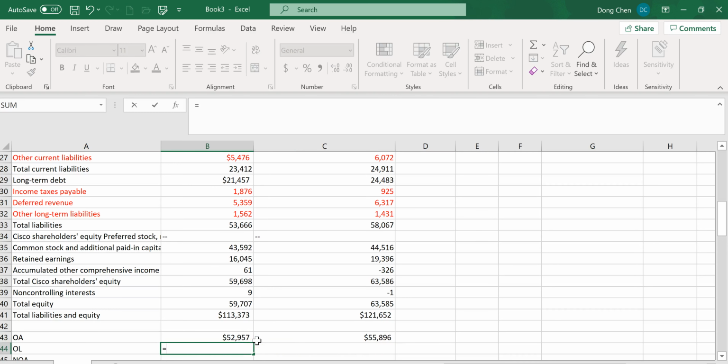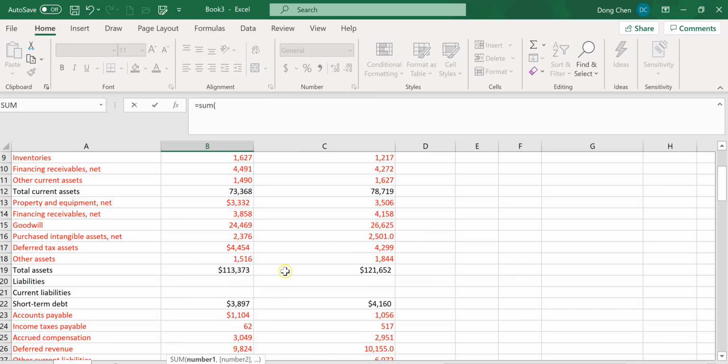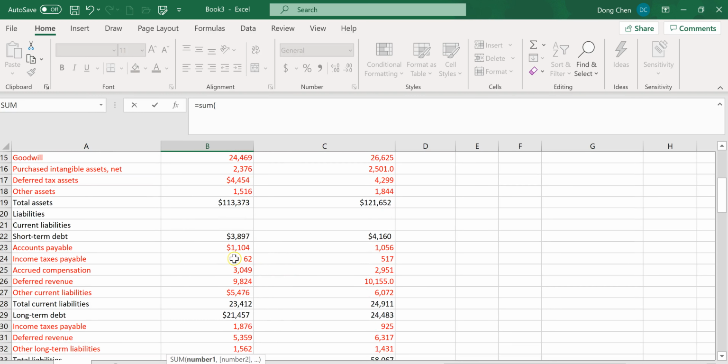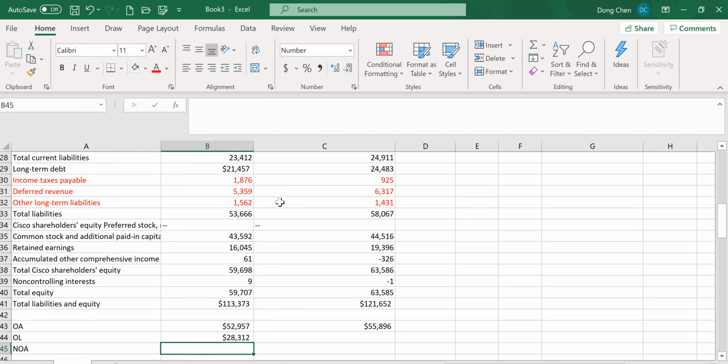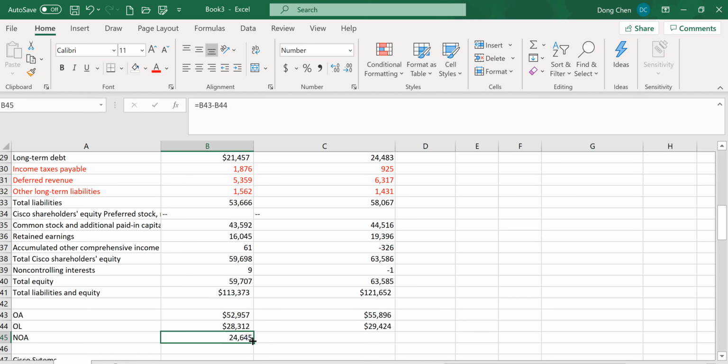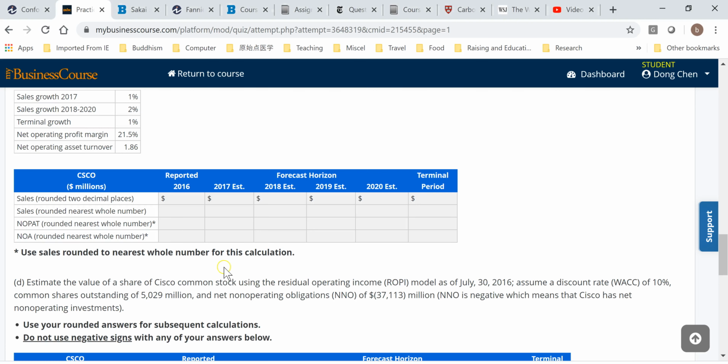Operating liabilities is calculated similarly. It's the summation of all these items on the liability side marked in red. Again, I want to use 2 summation signs here because I have 2 blocks of red items. All right, and then drag the cell to the other year. Then take the difference between operating assets and operating liabilities, and that is basically the number I need. So 26,472, just copy the number back.